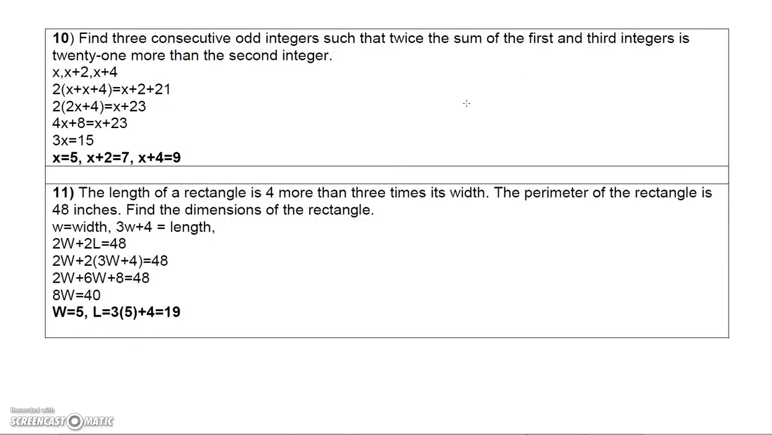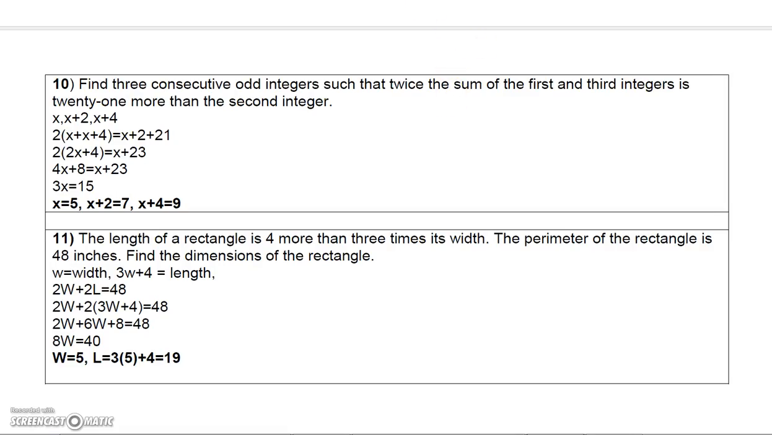Okay, I've got a couple more here that I want to get through before my time runs out on this. Okay, so here it says find 3 consecutive odd integers such that twice the sum of the first and third integers is 21 more than the second. Well, consecutive odd integers differ by 2. So one integer would be x, one would be x plus 2, one would be x plus 4, like 1, 3, and 5. 1 plus 2 is 3, 1 plus 4 would be 5.